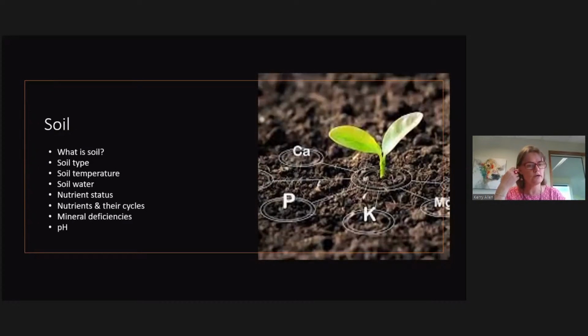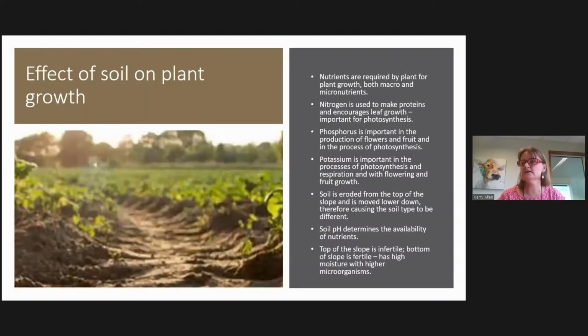Okay, soil. This is a huge one just by itself, looking at the different soil types. We've talked about temperature, talked about water, but also the nutrient status, so how much nutrients they can hold on to and keep, what their pH is, and whether they have a mineral deficiency. So a lot of information can be stored here, particularly on that soil type and its characteristics. So how does it impact on plant growth?